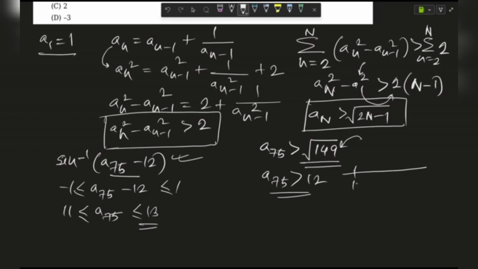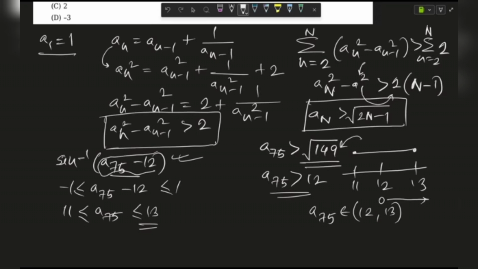So here is 11, here is 12, here is 13. So this is 11 to 13, and this thing is greater than 12. So basically a75 will lie somewhere in between 12 to 13. Yeah. So because it's lying between 12 to 13, obviously this part, a75 minus 12, will come out to be positive, right? From here we can conclude easily that it will never be 0 also, because 12 is not included. It will always be something that is greater than 0.